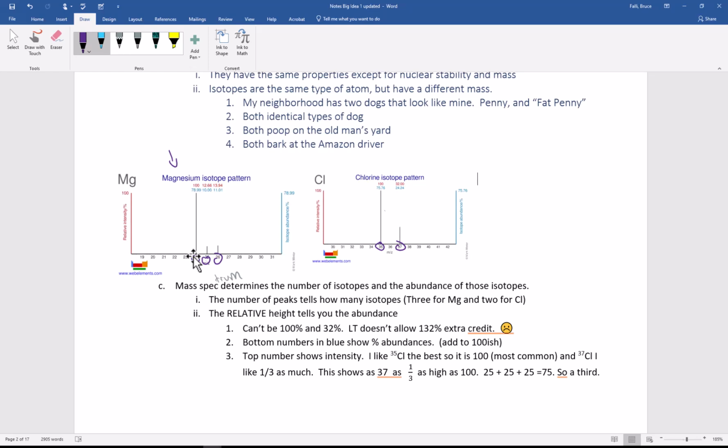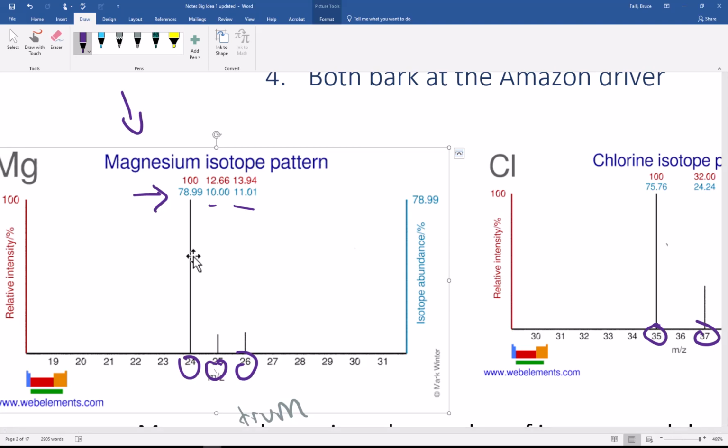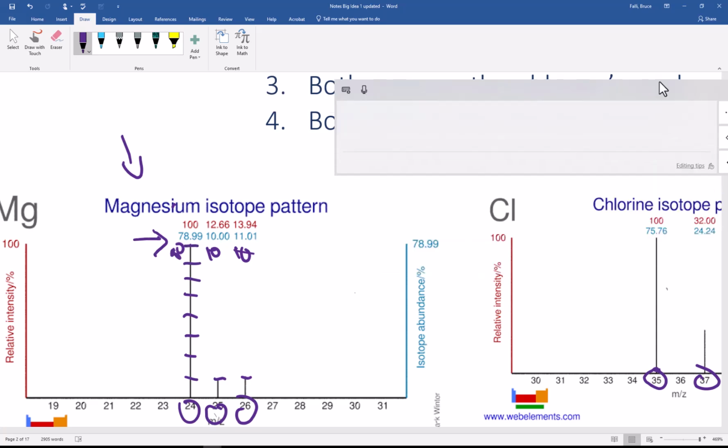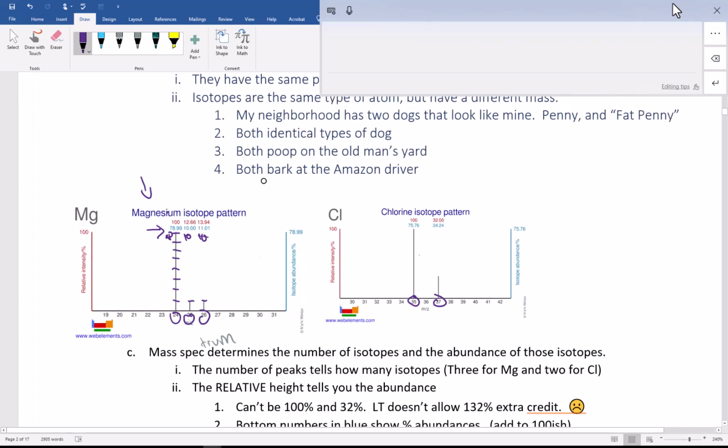The bottom number in blue shows the percent abundance. So this right here is the percent abundance, 78, 10, and 11. The top number shows the intensity, okay? So the abundance is going to be in blue, 78, 10, and 11. So let's just call this 80, 10, and 10. So that means this should be 8 times as big. These two are about the same size. Here's 1, 2, 3, 4, 5, 6, 7, 8. So that should make sense for the intensity part, okay? So this one's about 25. And this is about 75, so 25, 50, 75, okay? So that's how that works.